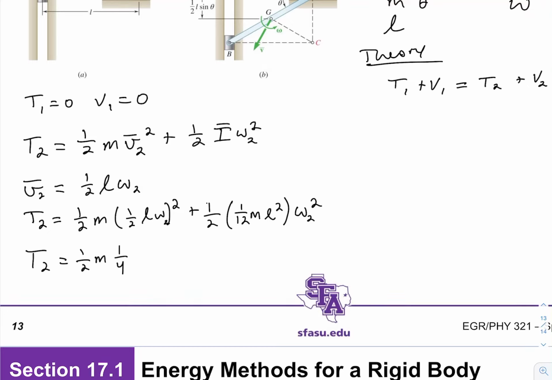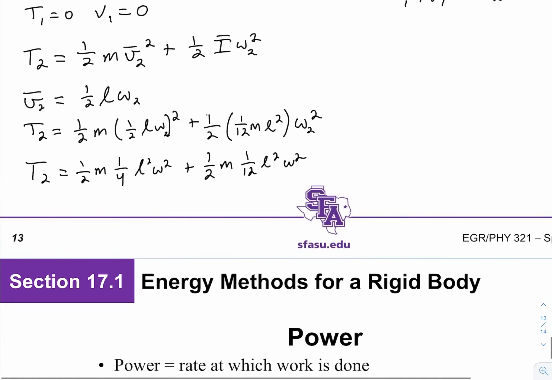I guess one other thing I neglected to describe here is that we also know the theta at the time at which we are trying to analyze this motion. That's going to become important in a second here, because my T2 now is going to be equal to 1/2 m, and this is going to be 1/4 L squared omega squared plus 1/2, and we could pull the m out here, and that's 1/12 L squared omega squared.